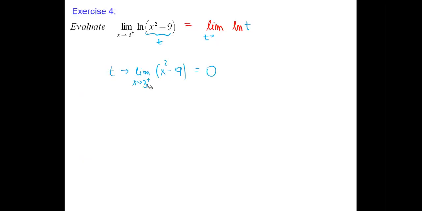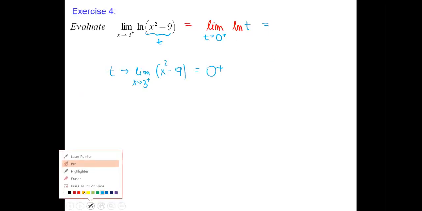It's a little bit more, that means it's 0 from the right-hand side, because we do have 3.01, like 3.1. It's a little bit more than 9 when I square. Okay, that means logarithmic function at 0 from the right-hand side.